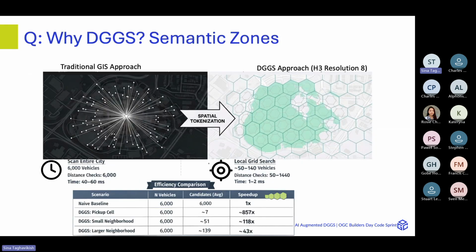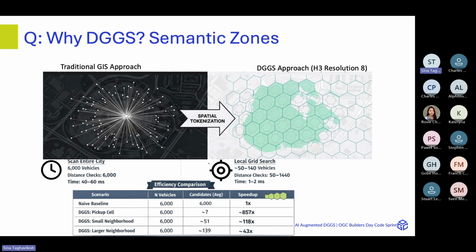Another issue is the calculation. Why we really have the DGGS and why Uber used it is that, imagine in a city, in a block of city, you want to get an Uber. If it was the original way, let's say it was 6,000 cars, it has to take like 40 to 60 milliseconds for the calculation to find all the distances.